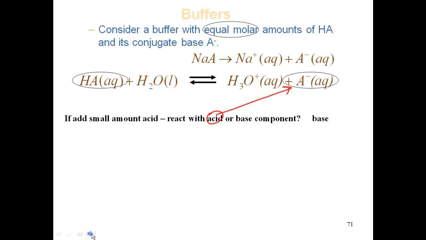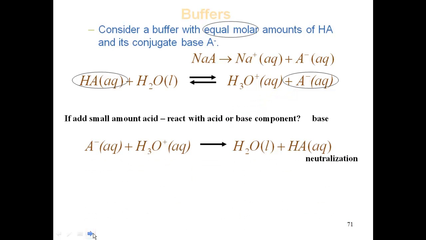So let's write that neutralization reaction. I'll take my A minus plus that acid, which we'll write as hydronium ion, and it will form water, H2O, and HA. Basically, you have your conjugate acid-base pair, with your proton being donated to A minus to form your products. Now, I'm adding a small amount of hydronium ion, acid, to this. So in the process, I'm going to have more A minus than the acid that I'm adding. So what's going to happen is that H3O plus, that acid, is going to be consumed.